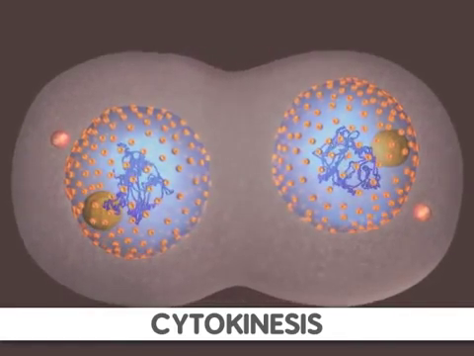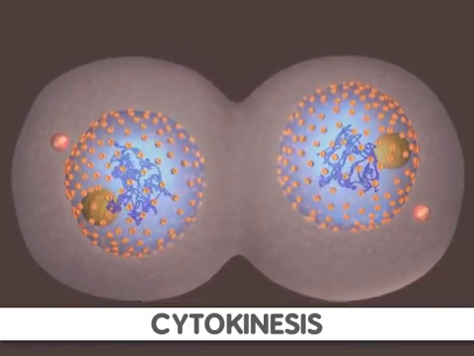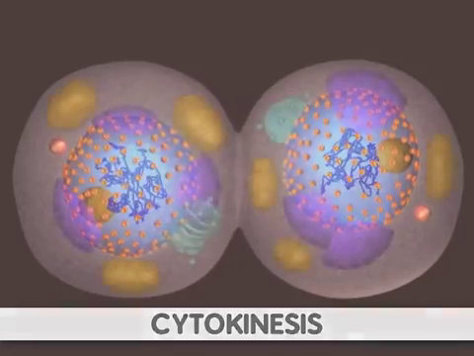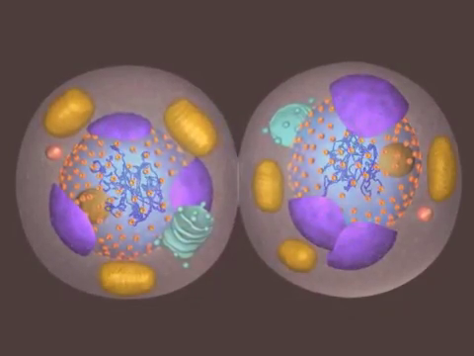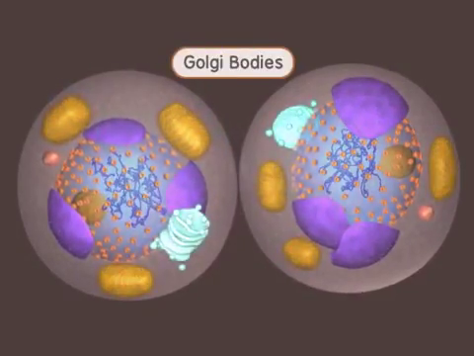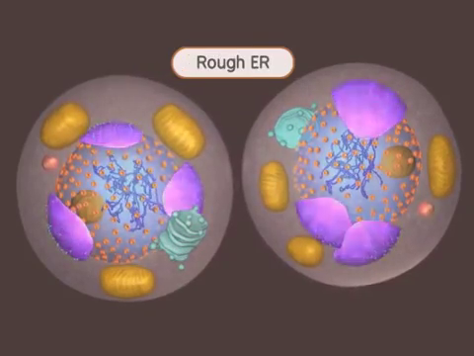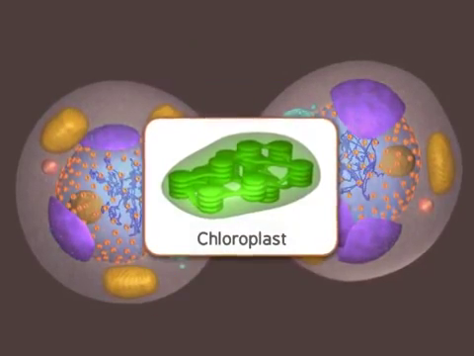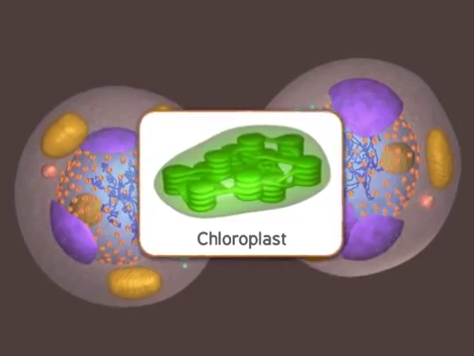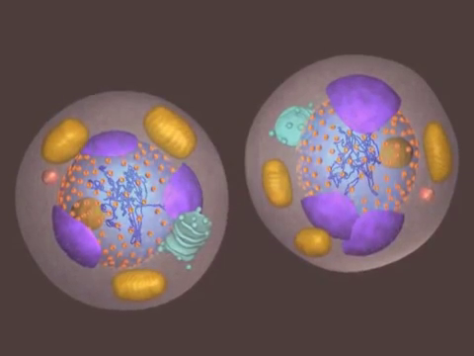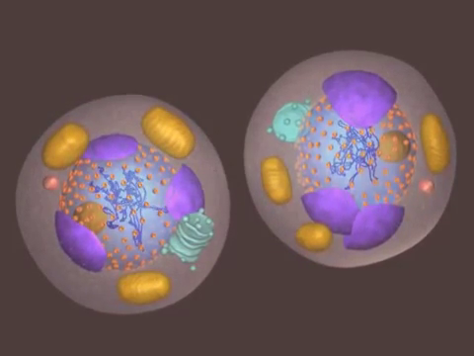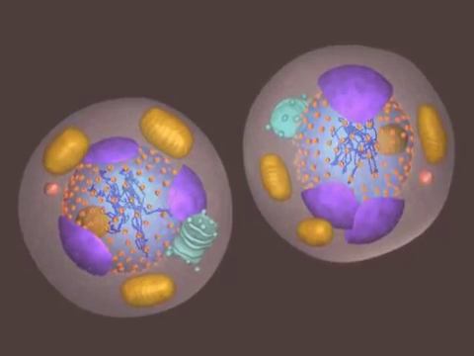By now, the organelles in the cell have been replicated and are now divided between the two halves of the cell. This includes mitochondria, Golgi bodies, and the rough ER. Plant cells also have chloroplasts. Once split, the two new cells are now fully in the G1 stage of interphase and ready again to begin their growth.